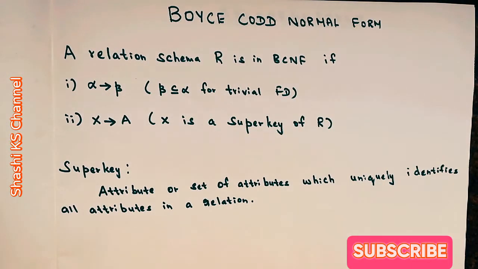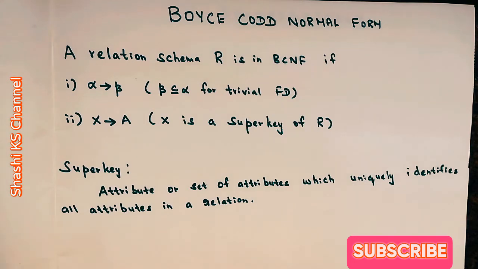In this video, we will see what is Boyce-Codd normal form and how to check whether a given relation schema is in Boyce-Codd normal form or not. And if it is not in Boyce-Codd normal form, then how to apply the BCNF decomposition algorithm to further convert it into Boyce-Codd normal form. So now this Boyce-Codd normal form is called in short as BCNF.